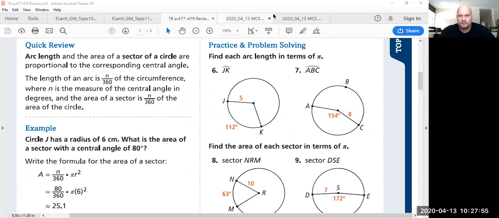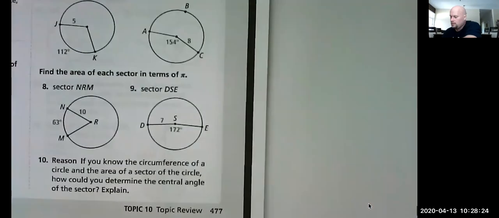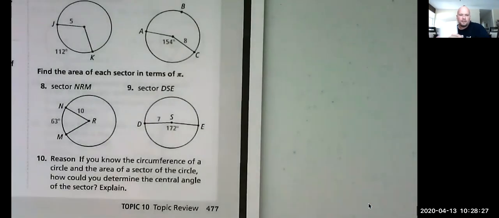Let's see here. Let's close this and go to, oops, not that. Share. Document camera, share. All right. So these are the problems that we're working on here. Let me zoom this out just a little bit.